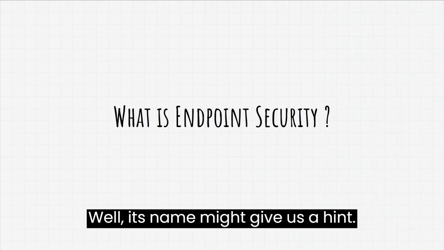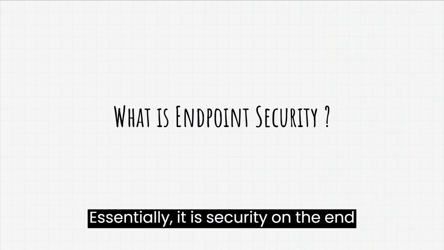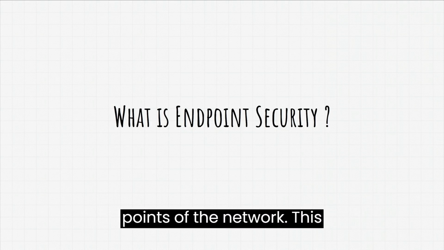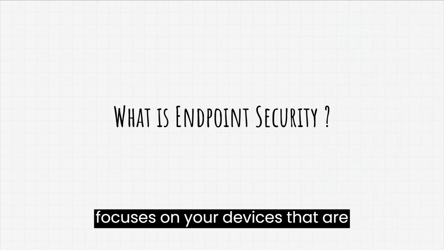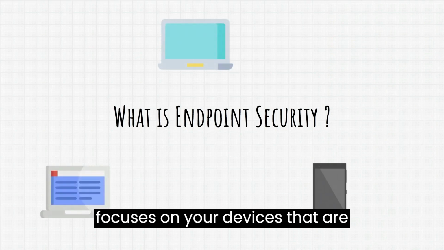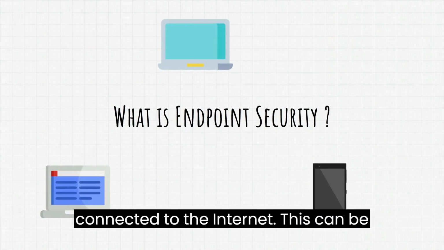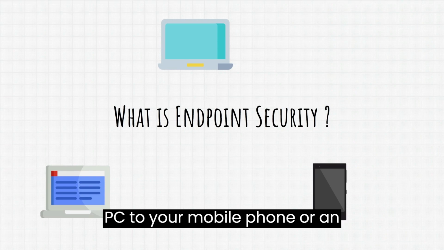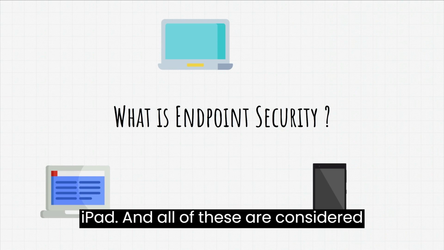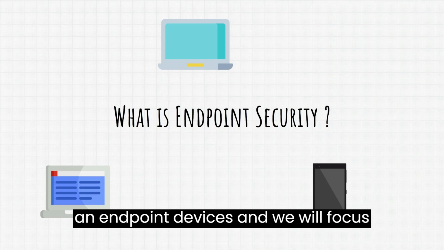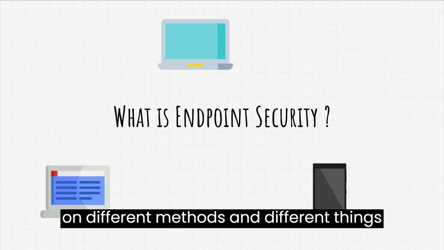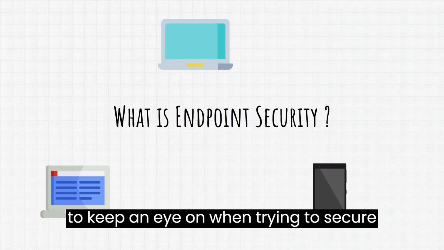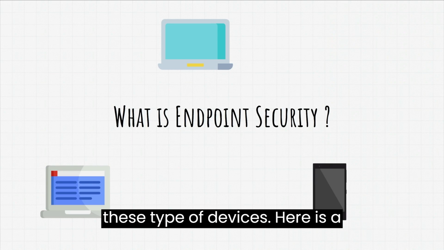Well, its name might give us a hint. Essentially, it is security on the endpoints of the network. This means endpoint protection focuses on your devices that are connected to the internet. This can be any device from your laptop, your PC, to your mobile phone or an iPad, and all of these are considered endpoint devices, and we will focus on different methods and different things to keep an eye on when trying to secure these types of devices.